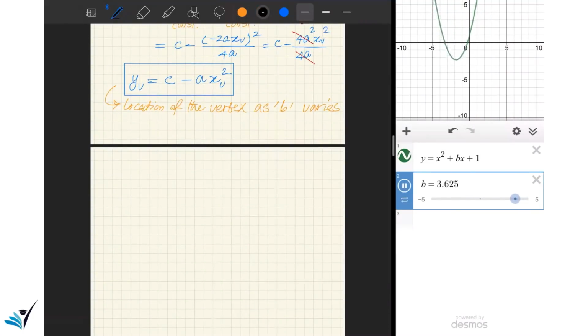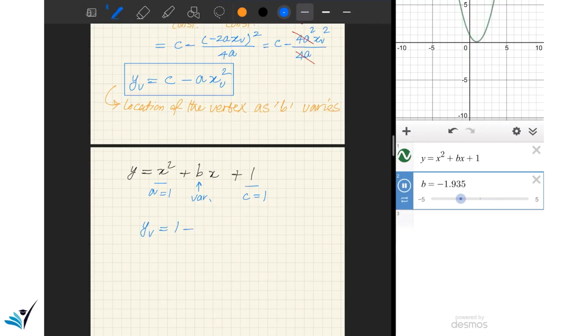The example that we have in Desmos is y is equal to x squared plus bx plus 1. In this example, a is equal to 1, b is a variable, and c is equal to 1. And if we substitute these values into the expression that we obtained for the position of the vertex, we will get y sub v is equal to 1 minus x sub v squared.